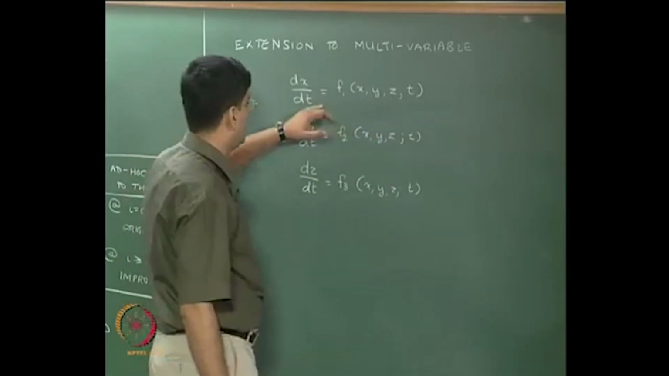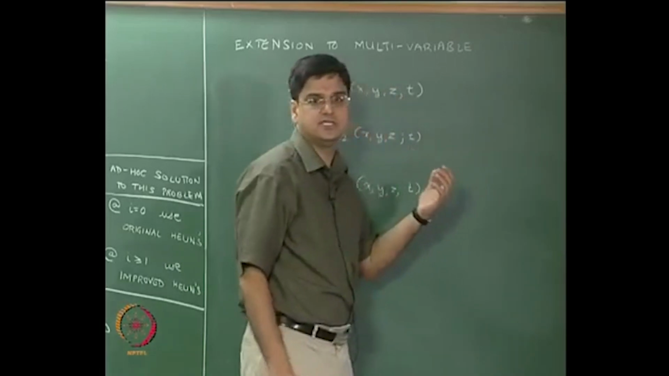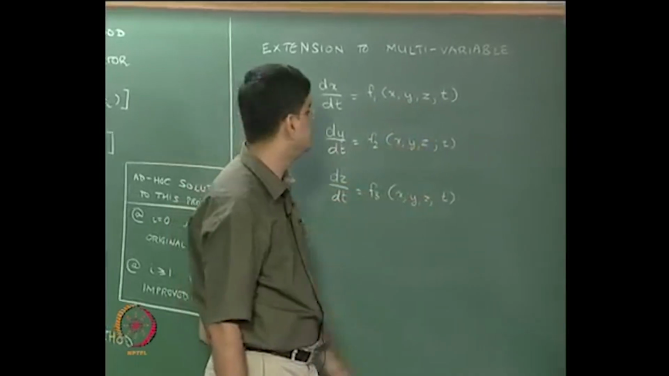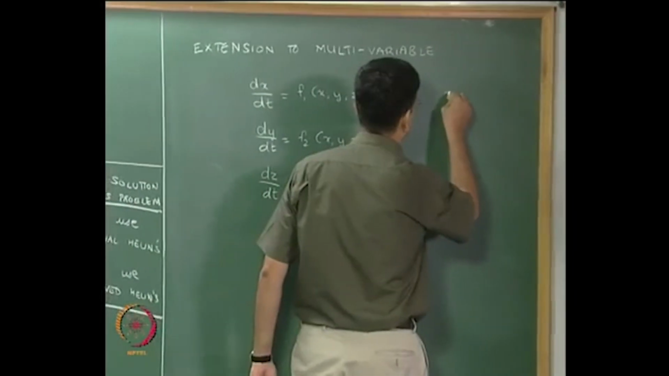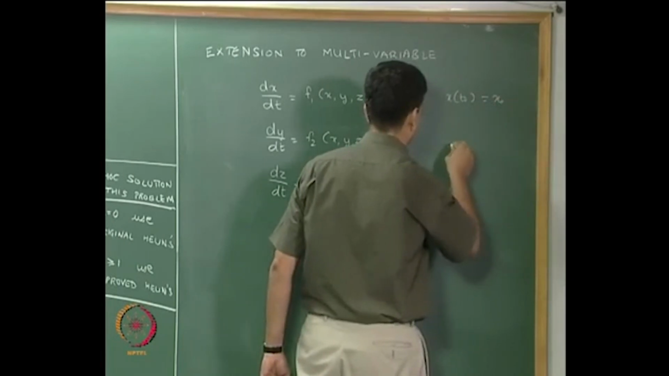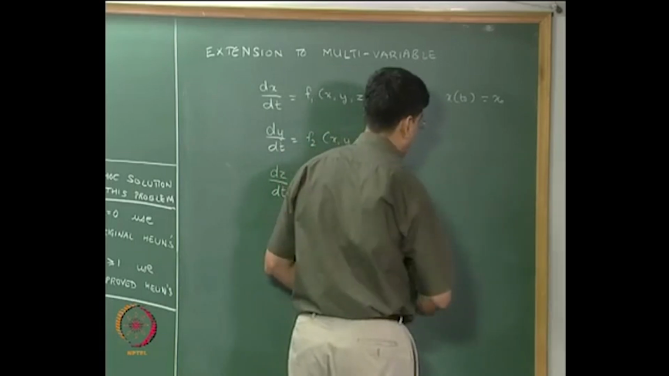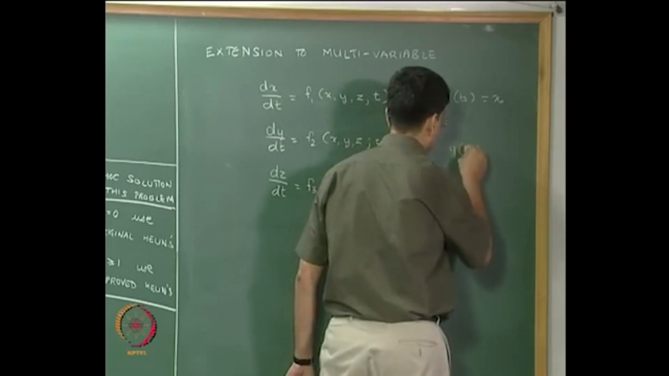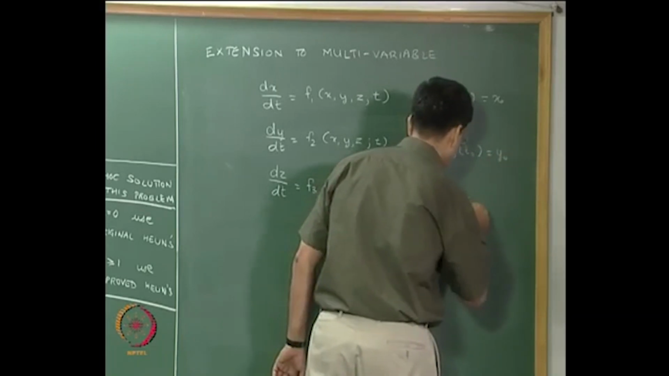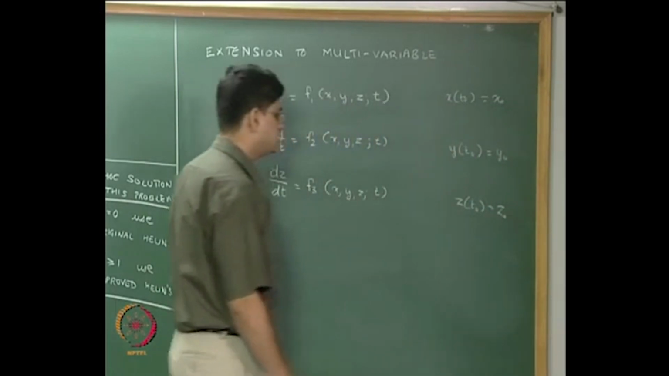Okay. And we require the initial conditions, and initial conditions means x, y and z have to be defined at the same value of t0. So let us say x at t0 equal to x0, y at t0 equal to y0, and z at t0 equal to some z0.